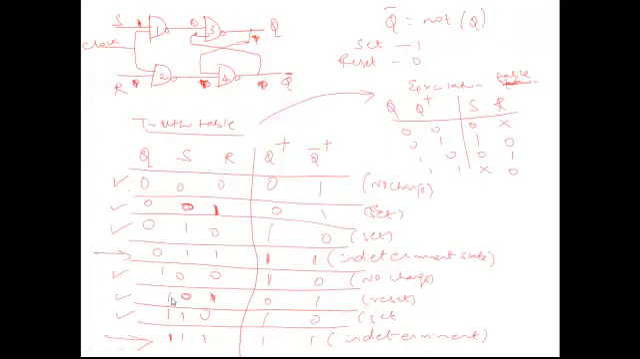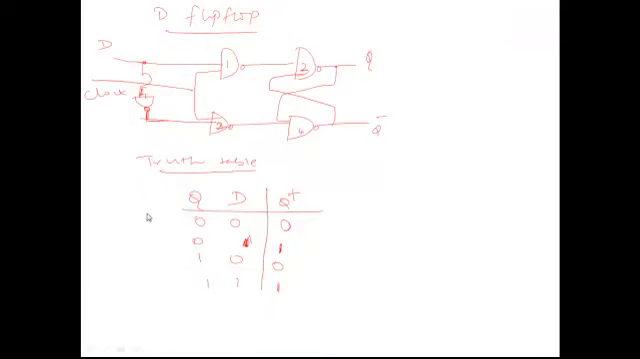When D is 1, it implicitly means that S is 1 and R is 0. In spite of the present state, the output is always 1. So that is what I have written here directly. It is not depending upon the present state. The next state is directly the input. You can see Q plus is the same as the input.